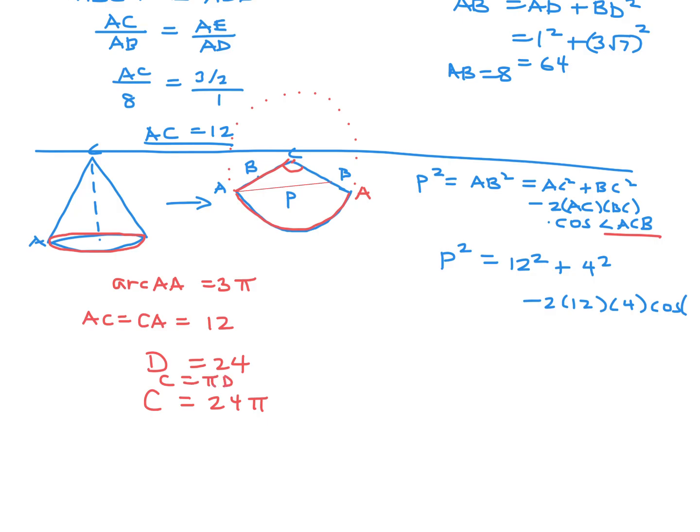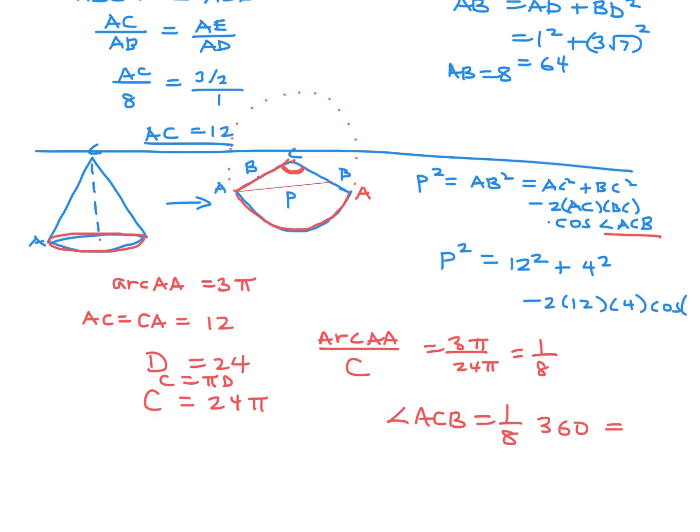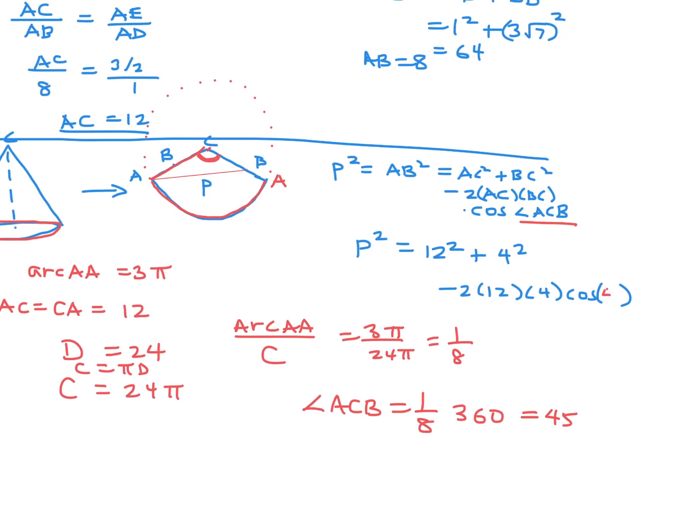So that means this arc AA over the entire circumference is 3 pi over 24 pi, which is 1 over 8. So that angle is 1/8 of the total angle, which would be 360. So that angle ACB is 1/8 of 360, which is what? 45 degrees. So that 45 degrees is what goes in here.